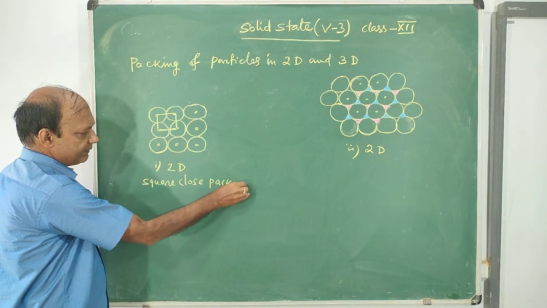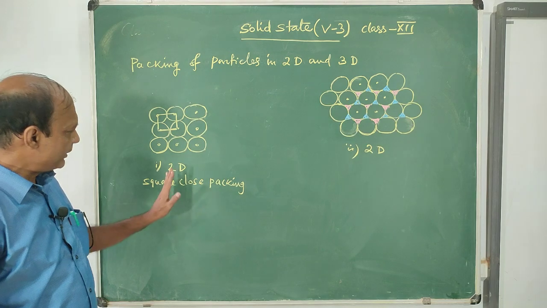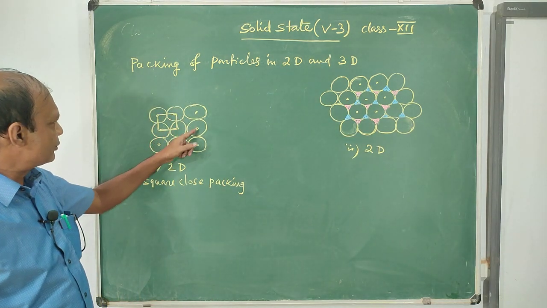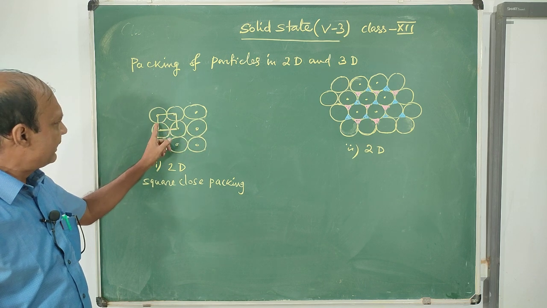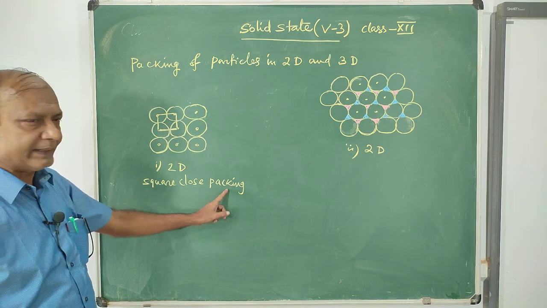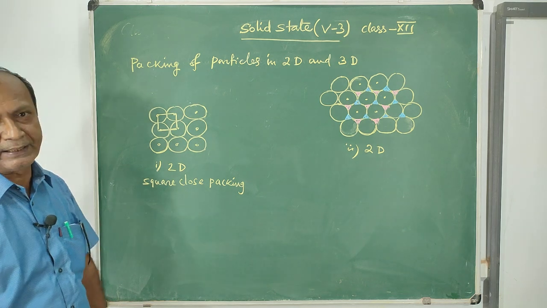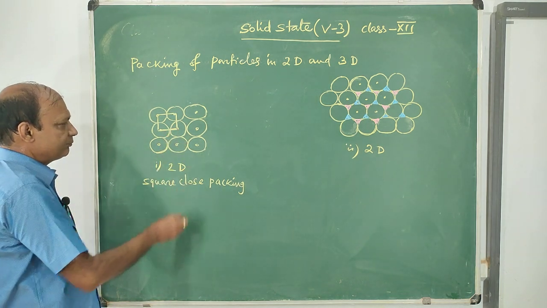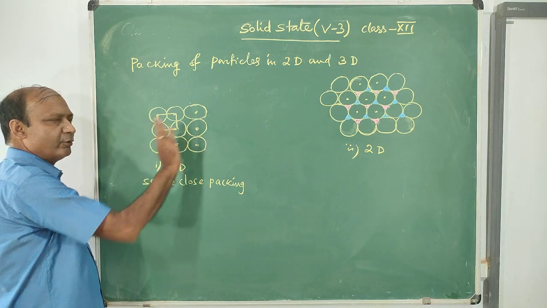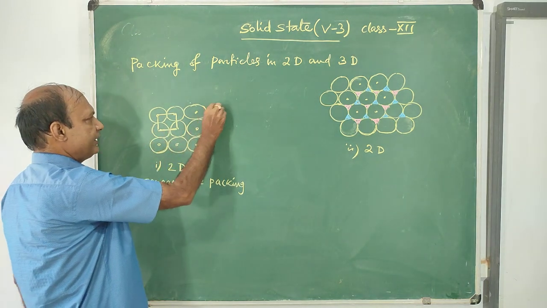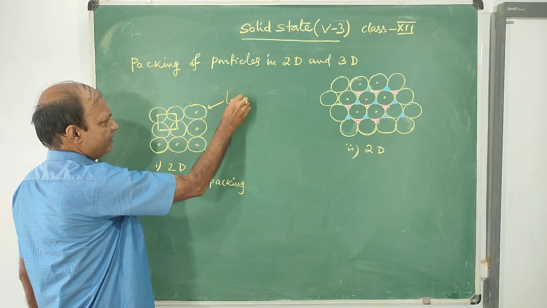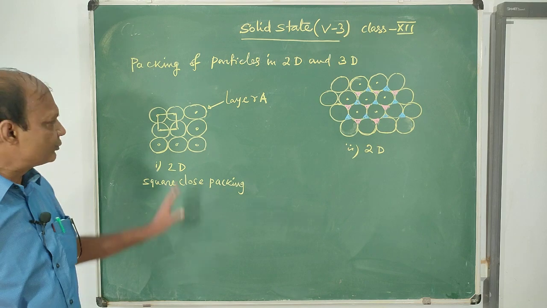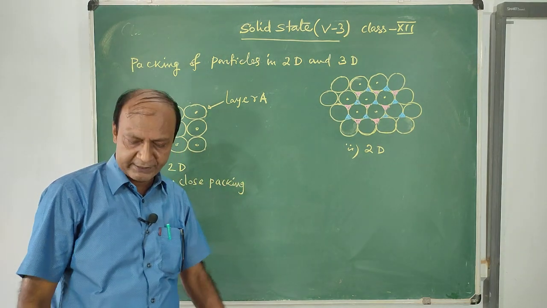So I am discussing one by one. First we discuss square close packing. So if you join the center to center of any 4 spheres, you will get a square close packing. This packing is known as square close packing. Here one thing, you see that in 2-dimensional figure, this is only one layer. Say it is layer A. Only one layer of particles is shown, a small part of the layer is shown here.